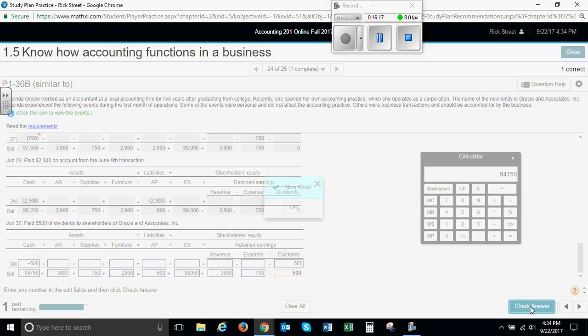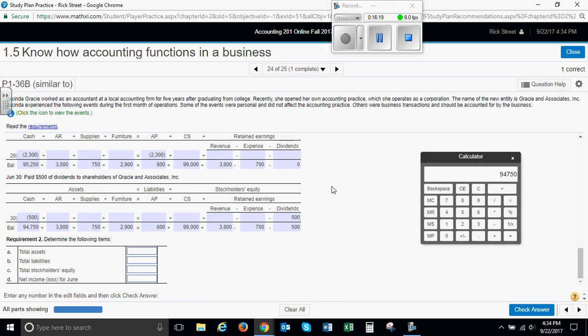And let's check our answer. Good. Okay, so now just to test our knowledge about the accounting equation, what's our total assets? So we got 94,750 in cash plus 3,800 in AR plus 750 in supplies plus 2,900 in furniture, and that's our total assets, 102,200. Total liabilities is 600.